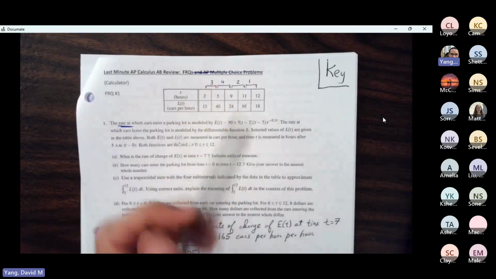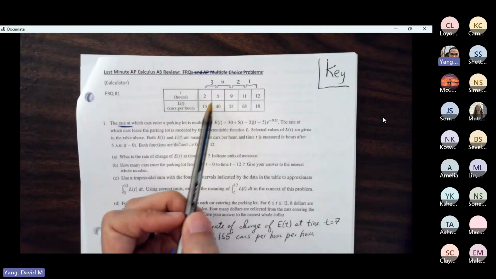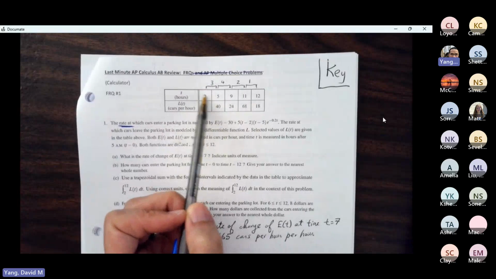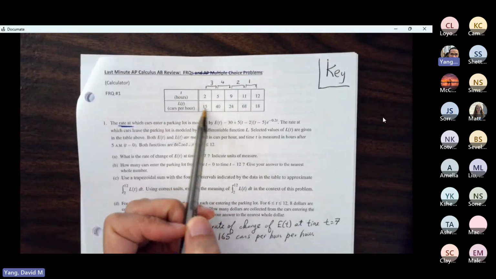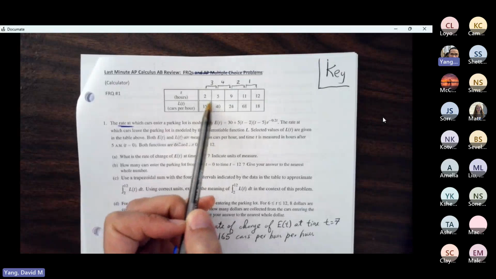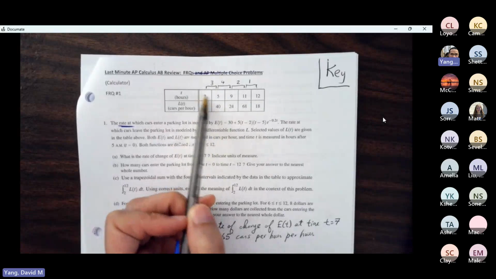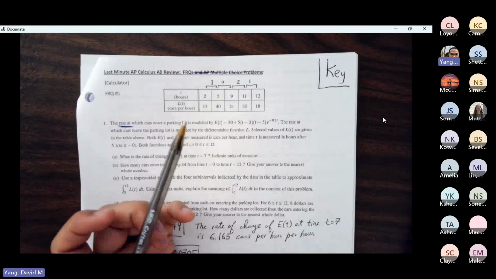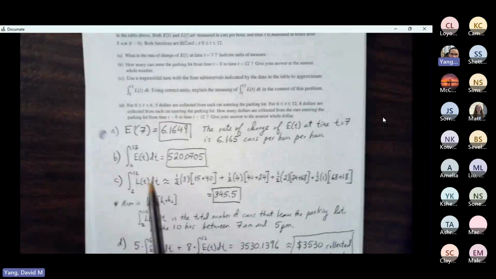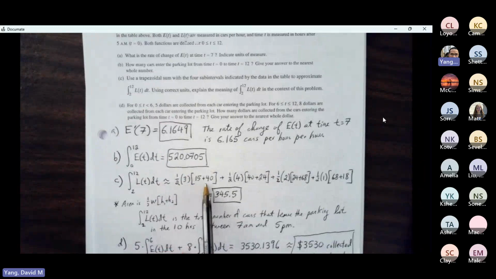One mistake that I saw on previous tests was students subtracting to get the width, and they will also subtract the heights. So you're going to have to add the heights but subtract the T values to get the width. Okay, so 1/2 width, height 1 plus height 2, and then the second trapezoid, 1/2 width, height 1 plus height 2. Then we repeat that process for each of the 4 trapezoids that we're building. Okay, and I get 345.5.